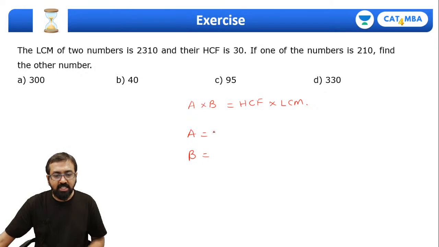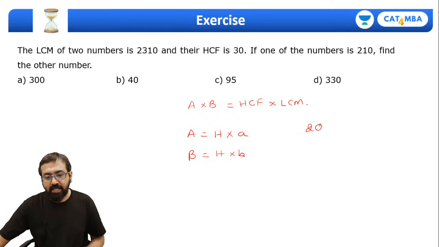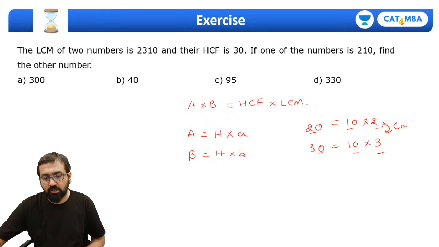Let's assume that HCF is H. Can I represent A as H into A and B as H into B? For example, if 20 and 30 are two numbers, 20 can be written as 10 into 2 and 30 can be written as 10 into 3, because I know that HCF is 10. So I have written 10 into 2, 10 into 3, and these two should be co-prime with each other.